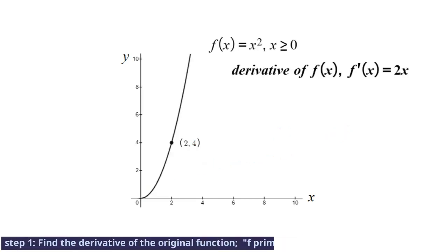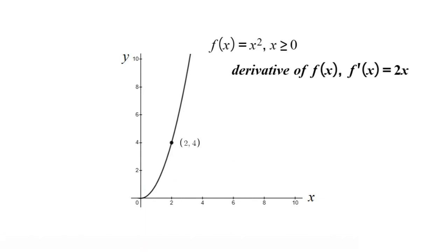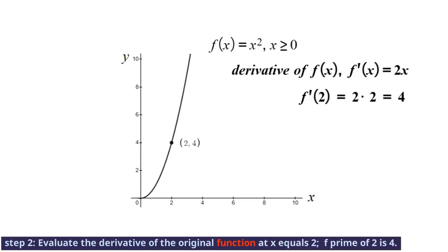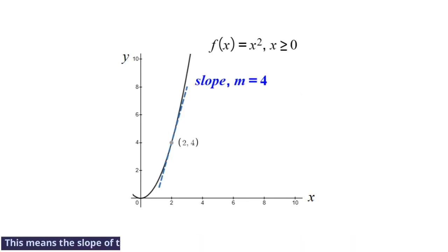Step 1. Find the derivative of the original function, f prime of x equals 2x. Step 2. Evaluate the derivative of the original function at x equals 2. f prime of 2 is 4. This means the slope of the tangent line at x equals 2 is 4.